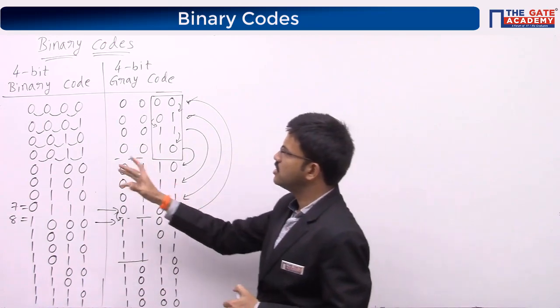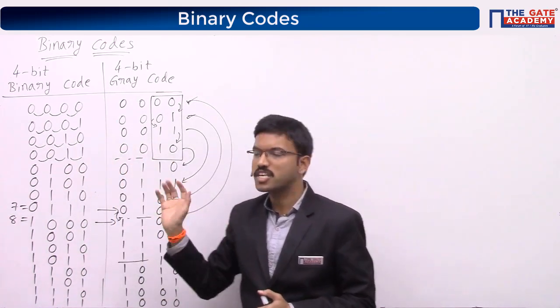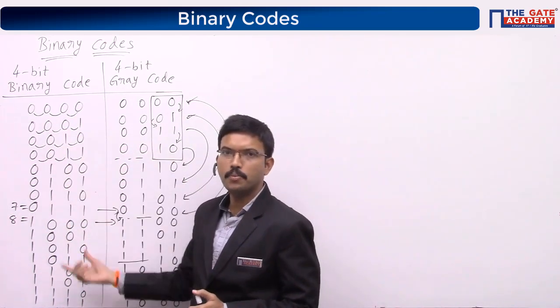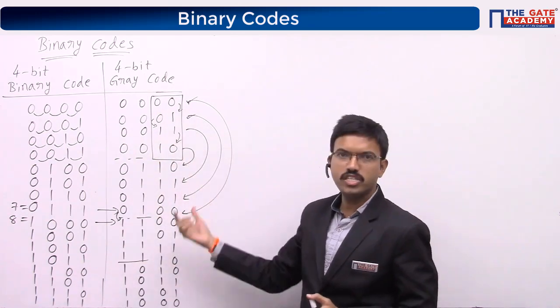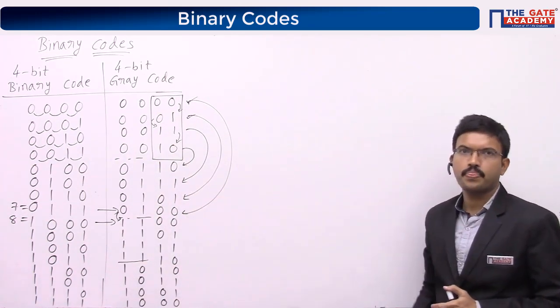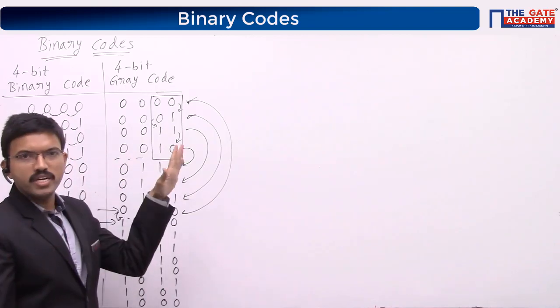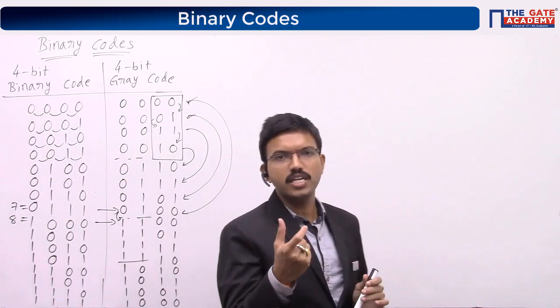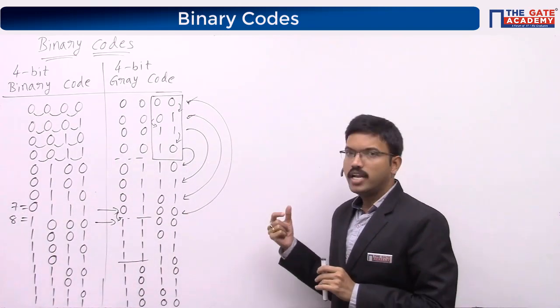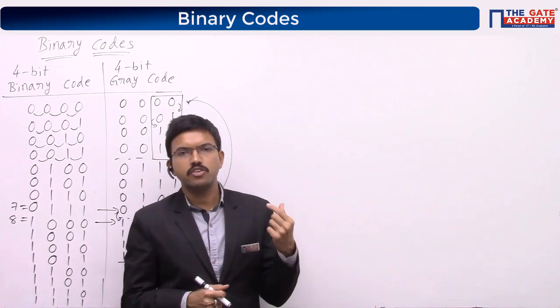Is it clear? Sequential code and unit distance code are not the same. This is the sequential code, binary code. Here you are getting the unit distance code. These two are not the same. So here we have given one particular method for how to convert a binary number into gray code. Later we'll convert the gray code into binary.